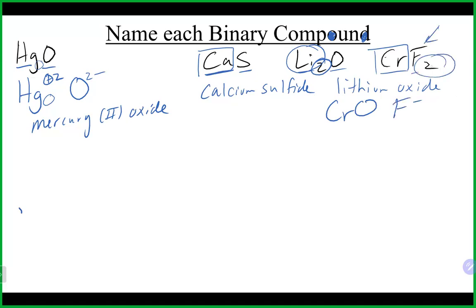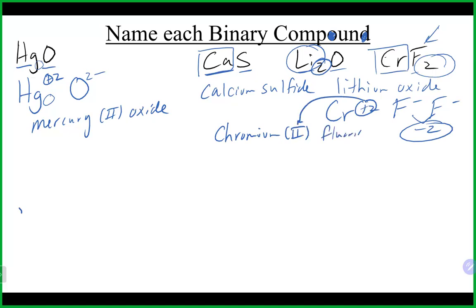That's F minus. Once again, there are 2 of them, so that's going to give you a -2 overall. That means in this case, our chromium is +2. And that would get us chromium Roman numeral 2, again for the charge. And even though we again have more than one of them, just fluoride at the end of it in this case.